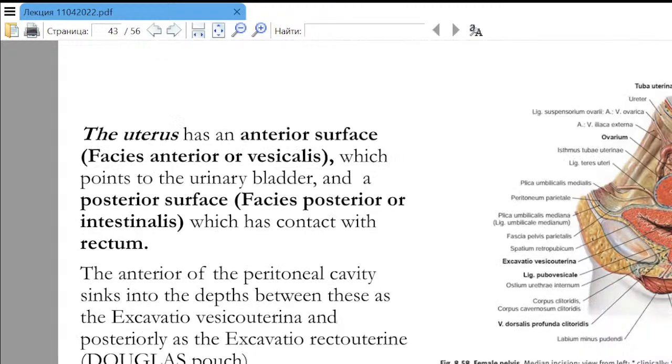The uterus has an anterior surface, facies anterior or vesicalis, which points to the urinary bladder, and a posterior surface, facies posterior or intestinalis, which has contact with the rectum. The peritoneal cavity sinks into depth anteriorly as the excavatio vesicouterina, and posteriorly as the excavatio rectouterina.